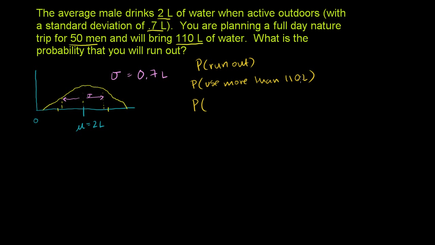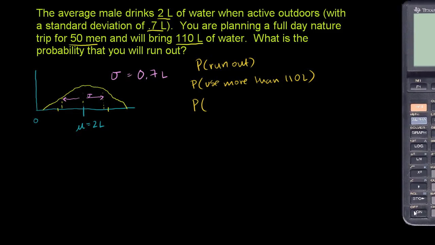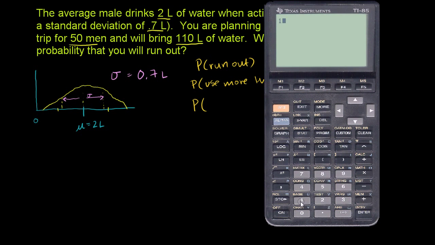If we use more than 110 liters, that means on average, because we have 50 men, 110 divided by 50 is what? Let me get the calculator out just so we don't make any mistakes here. So on average, if we have 110 liters, and it's going to be drunk by 50 men, including ourselves, I guess, that means we would run out if on average more than 2.2 liters is used per man.